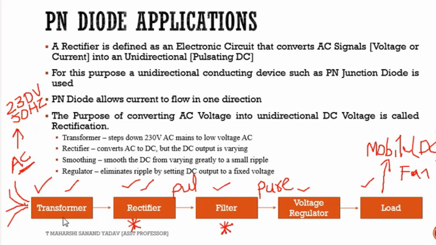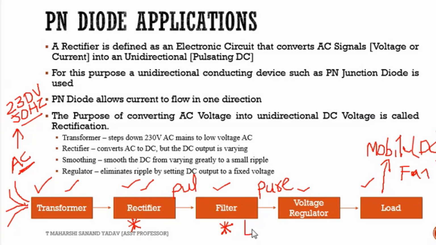So the transformer takes 230 volt and 50 hertz, and now we need to convert this into DC. For this, you follow this format. First is the rectifier, which converts AC into pulsating DC, and to make it pure, we use filters.